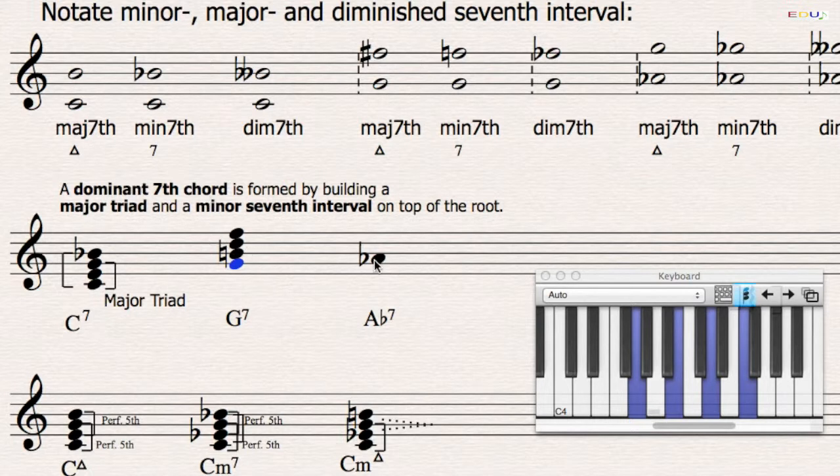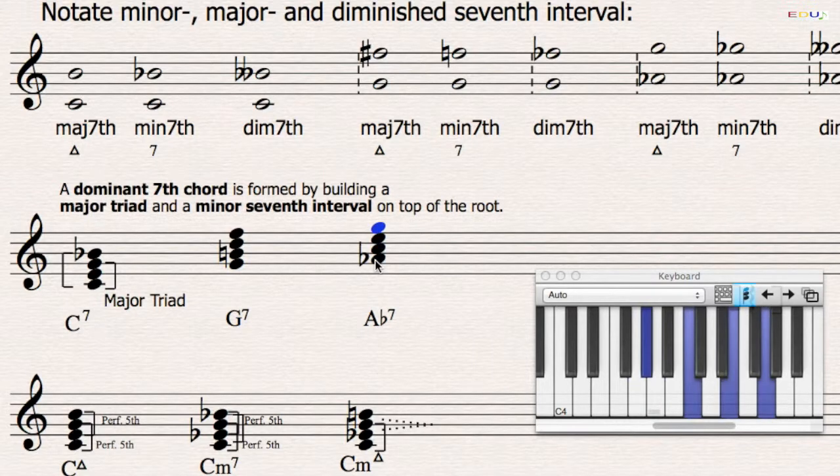Let's build A flat 7. A flat is in a space, so the other notes need to be in spaces as well. First of all, I build my A flat major chord. Major third, minor third, or the outer interval is a perfect fifth. From A flat to C we find 1, 2, 3, 4. This is a major third. Now we need a minor third on top of the major third. 3 semitone steps up, 1, 2, 3.